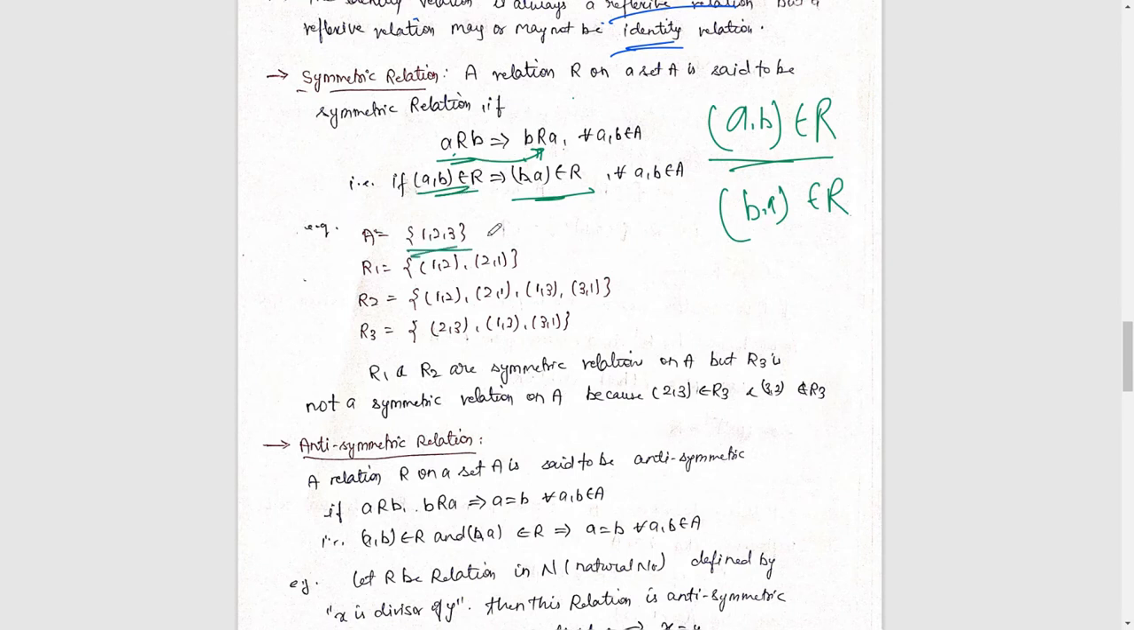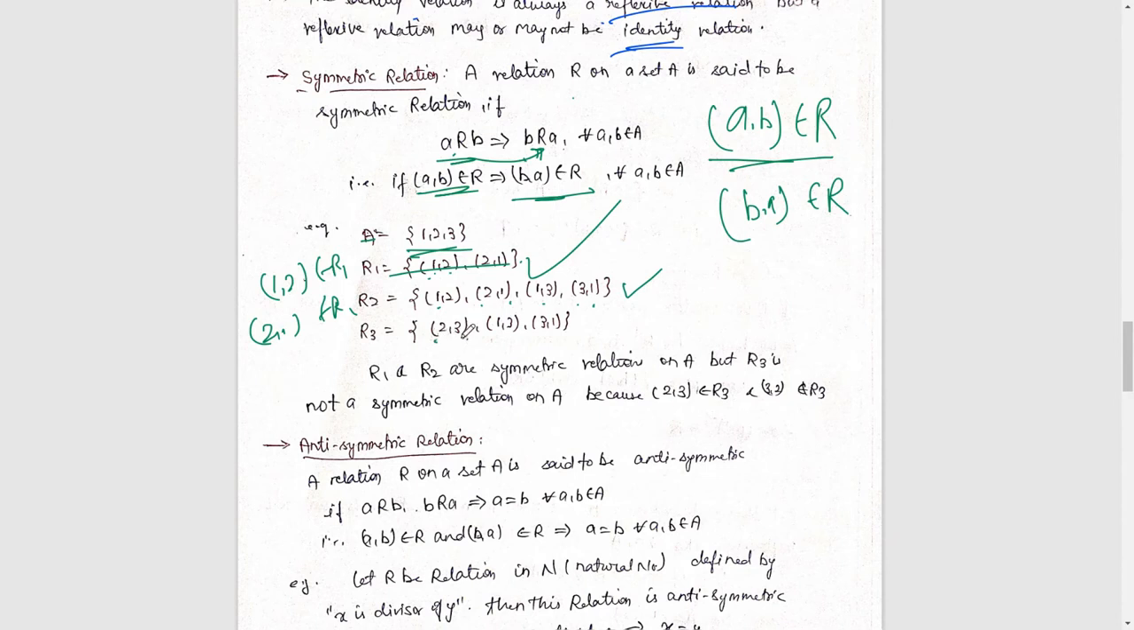So let's see an example. 1, 2, 3 is your set A, and R1 contains (1, 2). So (1, 2) belongs to R1, and obviously we have (2, 1) also belonging to R1. This is given in the set itself. So here (1, 2) belongs to R1 and (2, 1) also belongs to R1. (1, 3) is there, then (3, 1) is also there. So we can see that this is a symmetric relation.